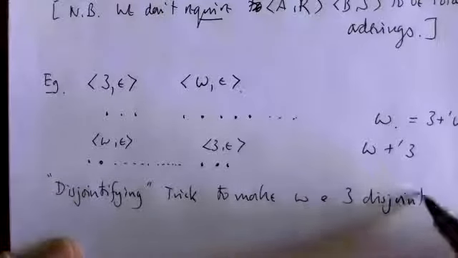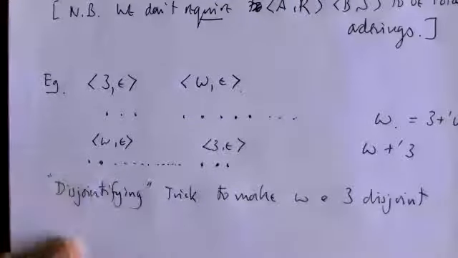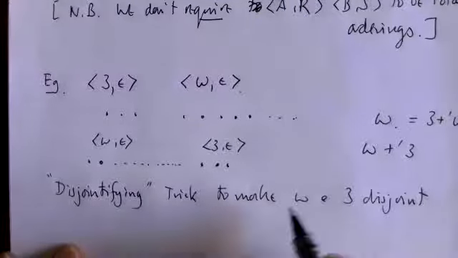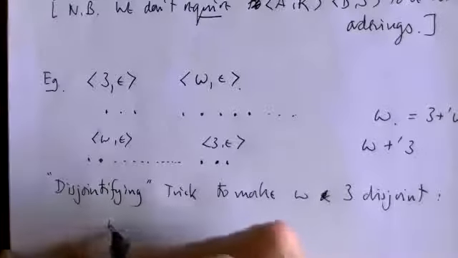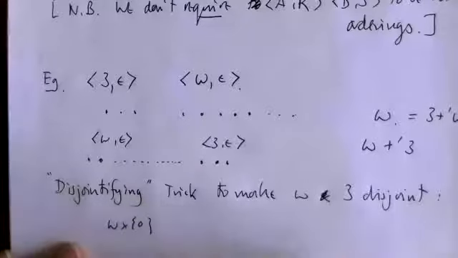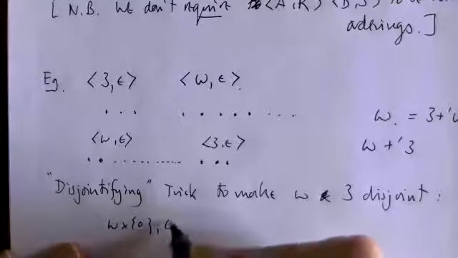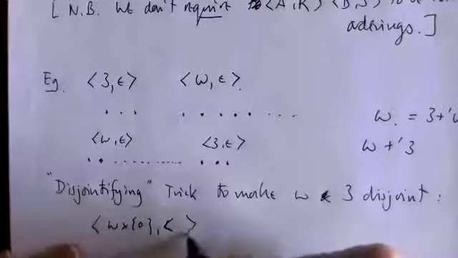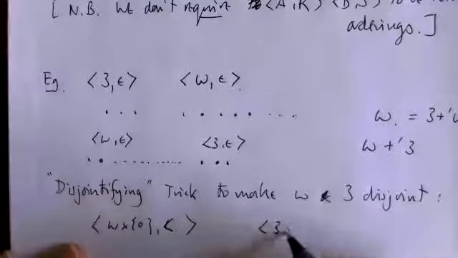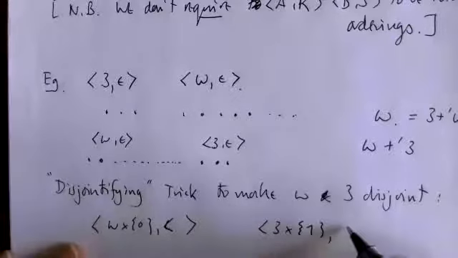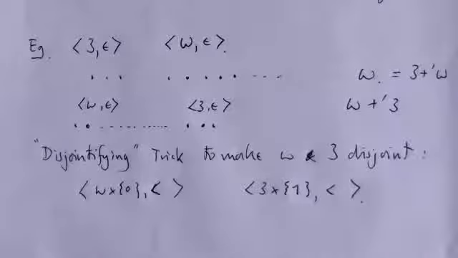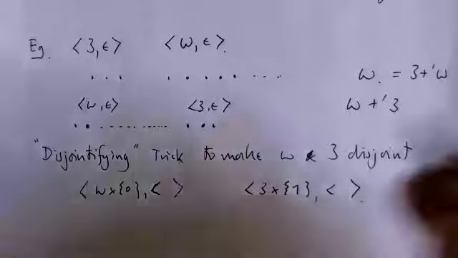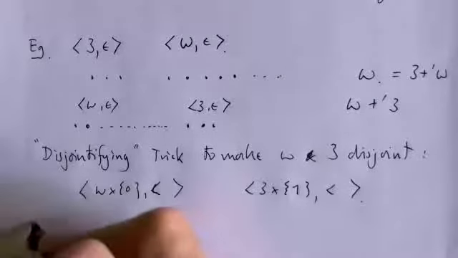If I wanted to apply the formal definition, I need these fields, these orderings, to be disjoint, to make omega and 3 disjoint. And the idea was, over here, you would use omega cross 0. And here you would use 3 cross singleton 1 with a less than. And then formally, I would make this definition of, what was it, omega plus 3.